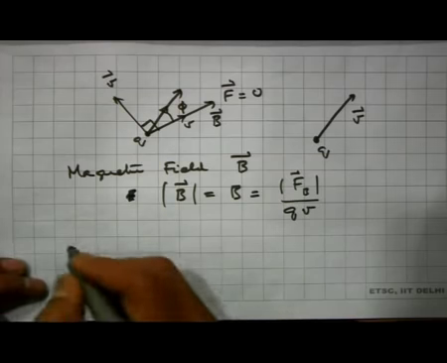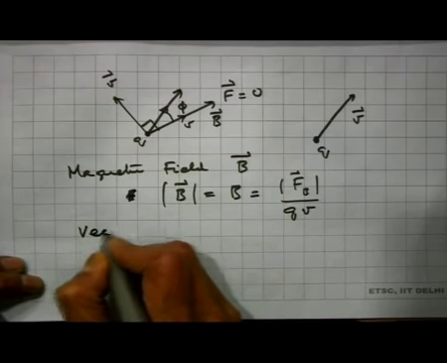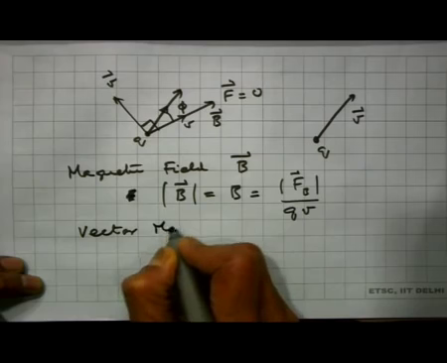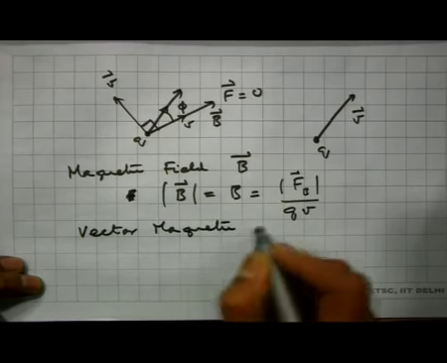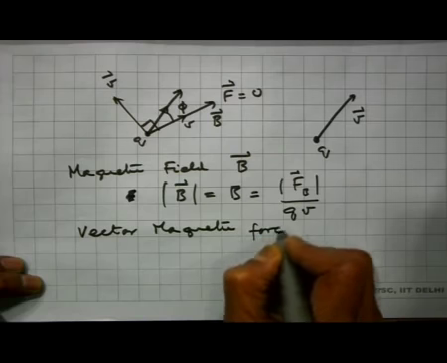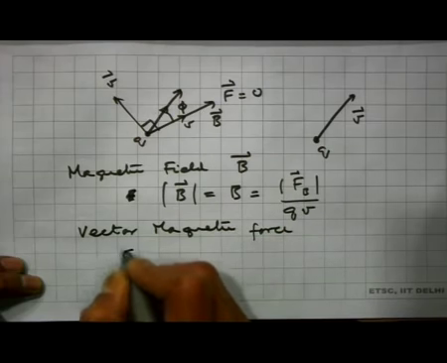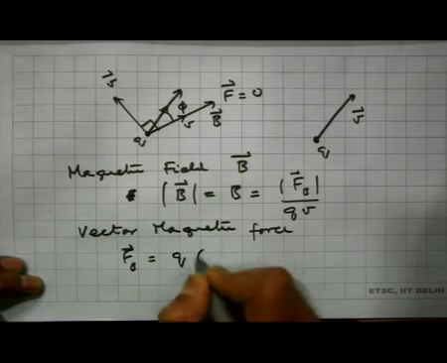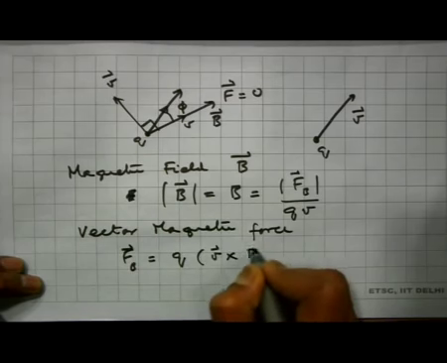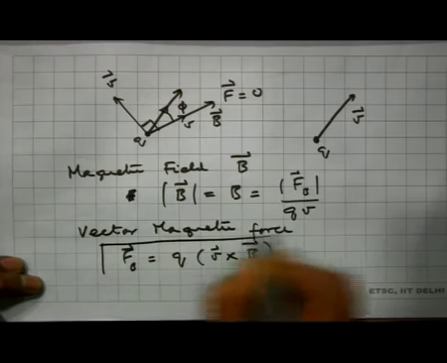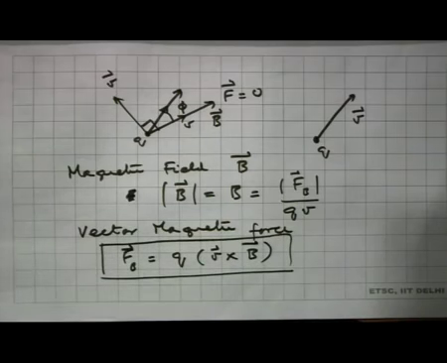So in terms of a vector field, this is the vector magnetic field. The vector magnetic force FB is defined as Q V cross B. The magnetic force FB is equal to Q times V cross B. Q is the charge which is moving, V is the velocity vector of the charge, and B is the corresponding magnetic field.